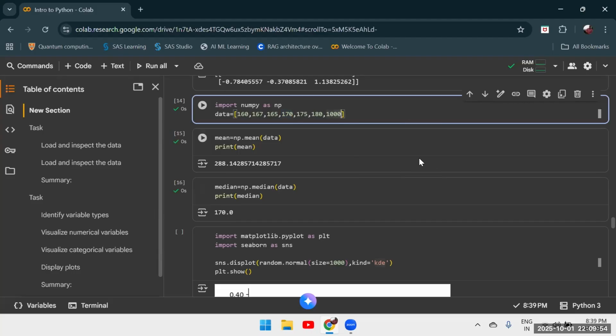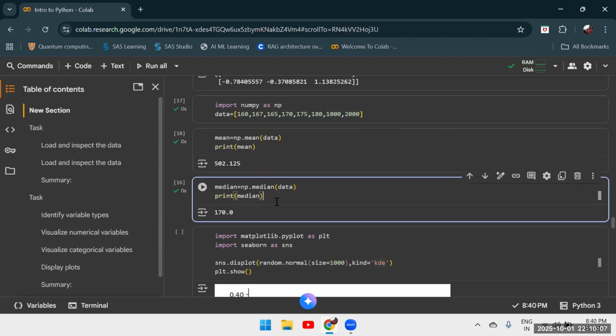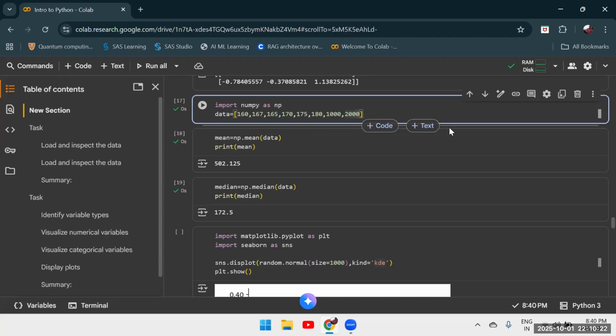If you add one more, another 2000, then the median becomes 175 plus 170 divided by 2, so it goes to 172. Now you see the mean has shot up, but the median has just gone to 172. So this is not affected much by outliers at all.